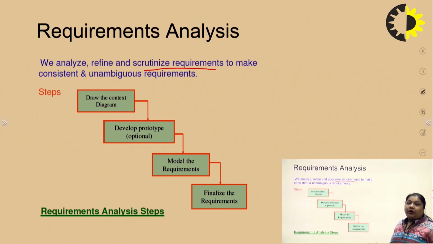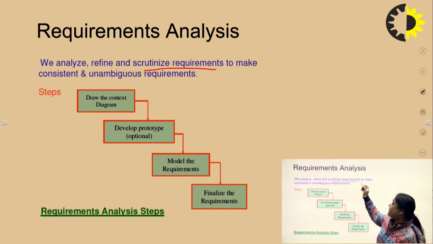in the process of requirement elicitation, and all the data that has been gathered is to be analyzed and refined to get it consistent, and ambiguous requirements need to be removed. This is the refined version of the requirements.